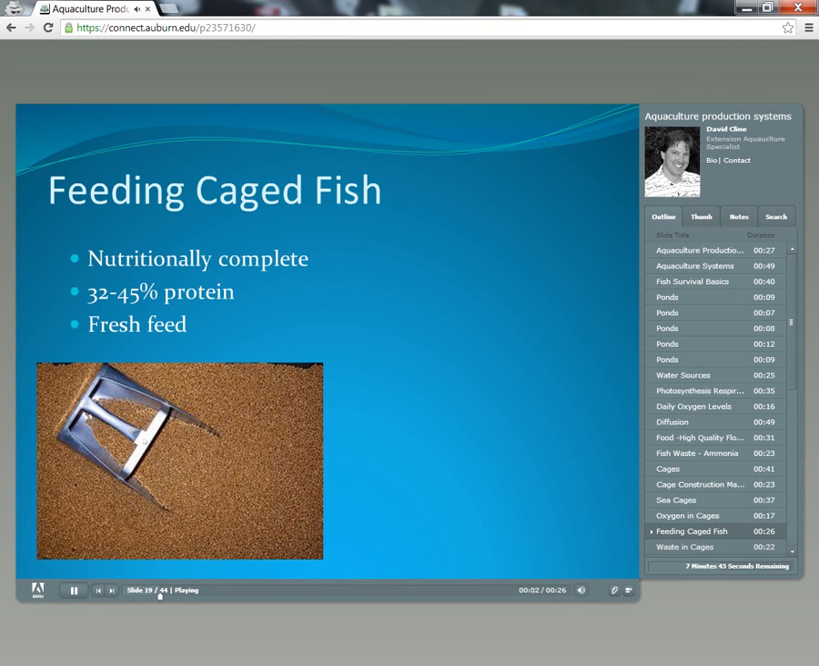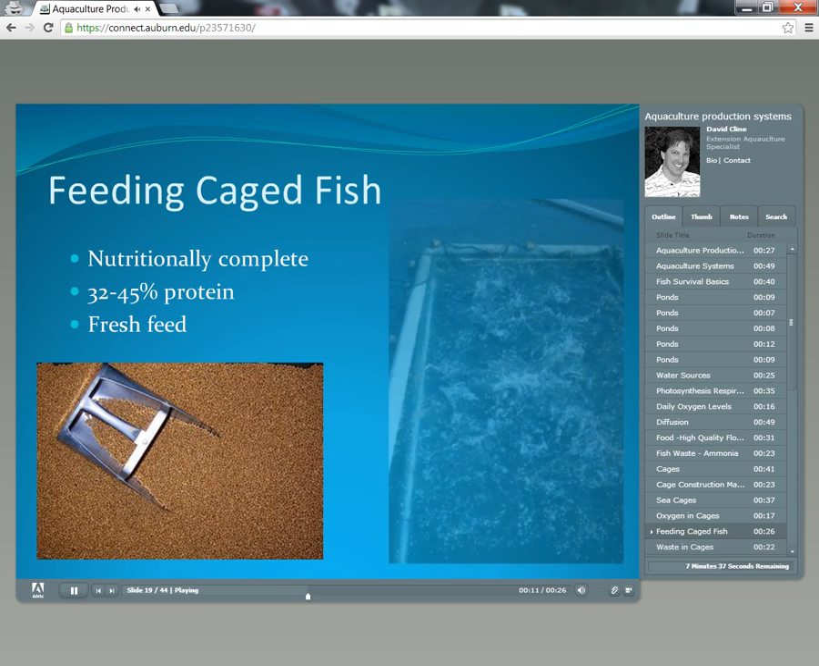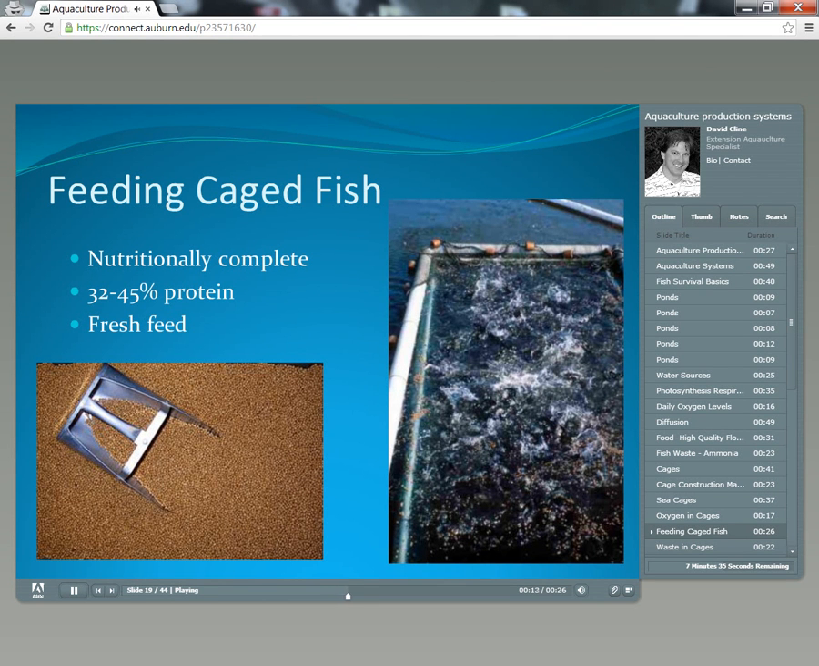Because the fish are confined in the cages, there's little if any natural food available. Therefore, the feeds used in cage culture must be high quality and nutritionally complete. When cage fish feed vigorously, they may splash and throw feed out of the cage. Some cages have a ring of smaller mesh material around the top called a feed ring that will help keep the food in the cage until the fish can eat it.